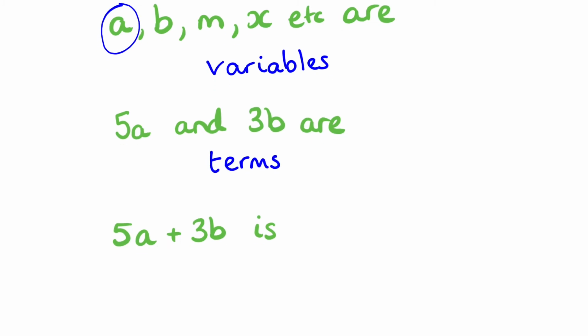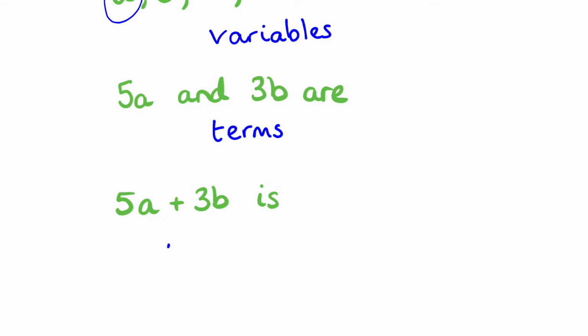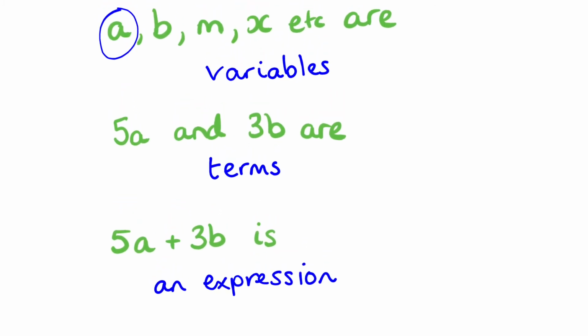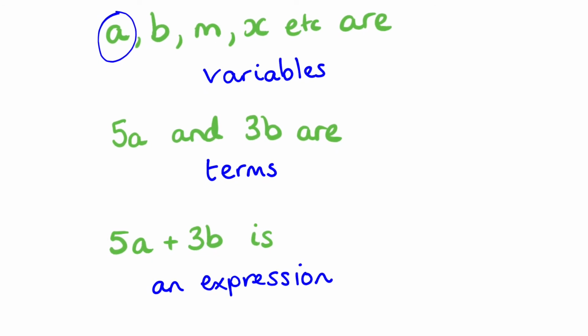And if you put terms together, you get an expression. So variables are the letters, terms are the individual bits where you get by multiplying a letter by a number, or maybe squaring a letter, but when you put them together with add and subtract in between, they become an expression. It's worth taking a moment to write this down so that you can remember. So if you're going to do that, pause the video and write it down.